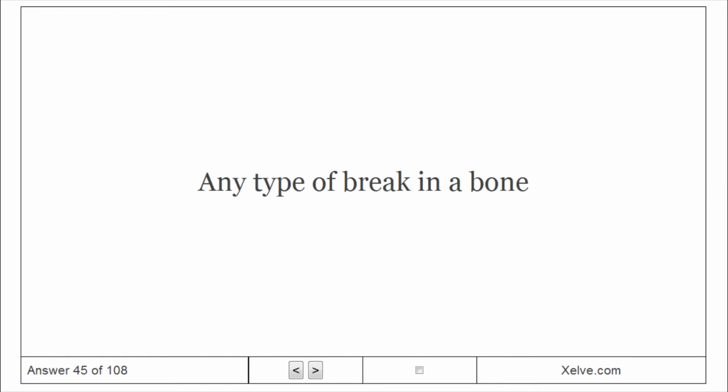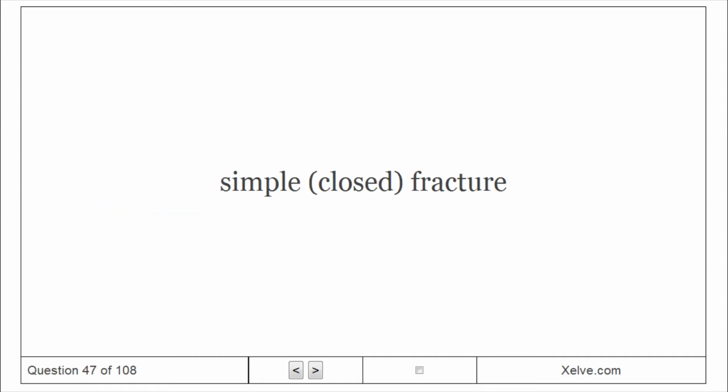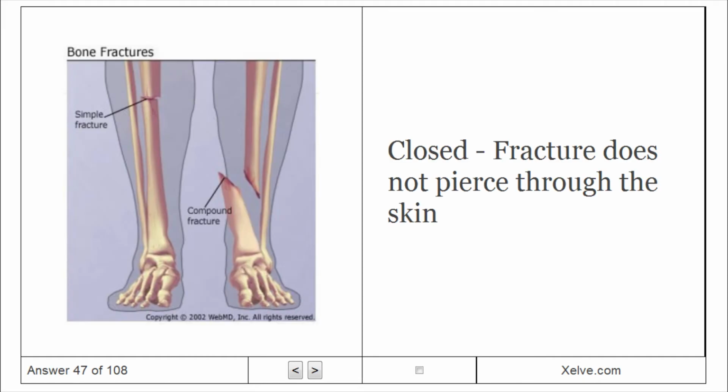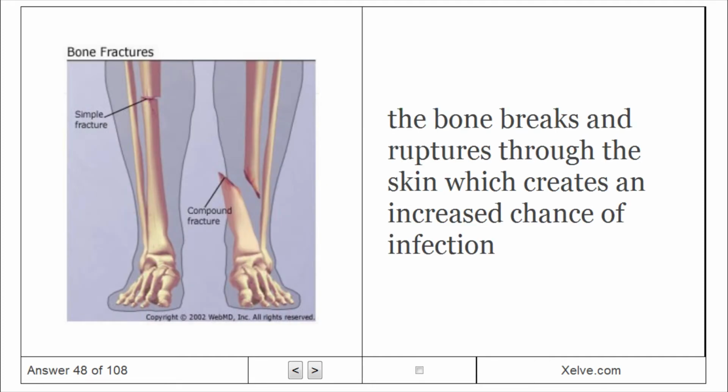Fractures: any type of break in a bone. Reduction: correcting a fracture by realigning the bone fragments. Simple closed fracture: the bone does not pierce through the skin. Compound open fracture: the bone breaks and ruptures through the skin, which creates an increased chance of infection.